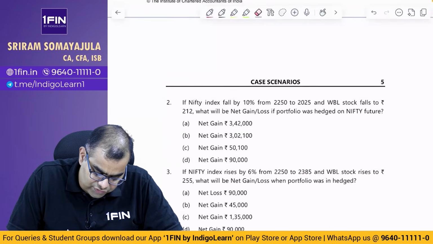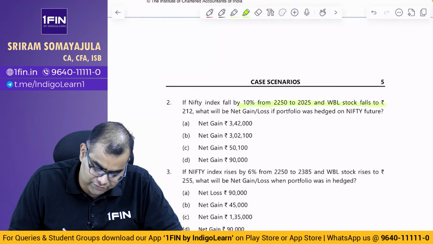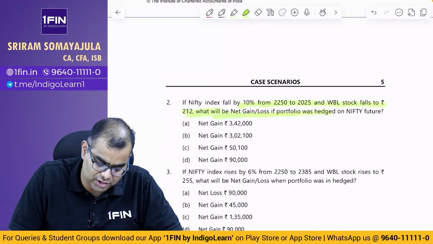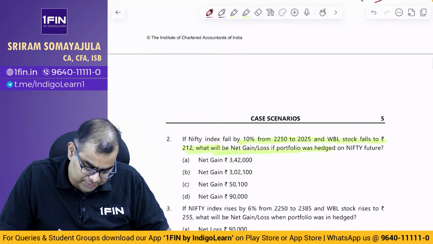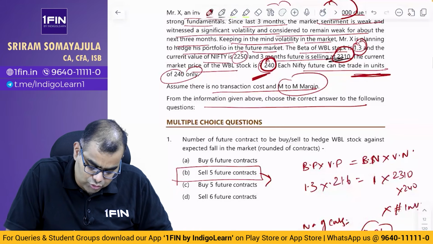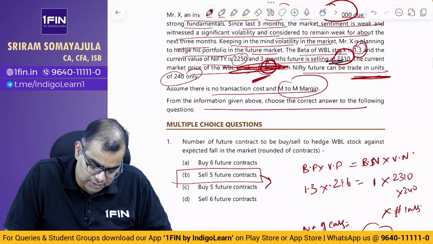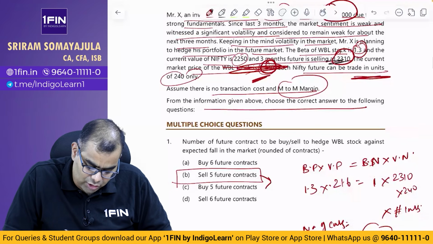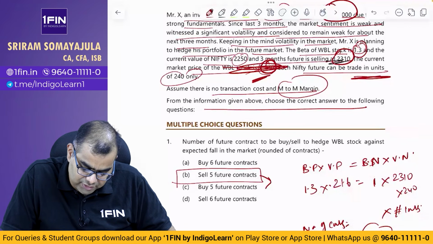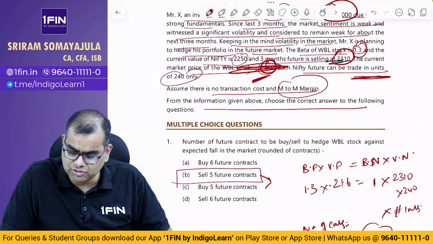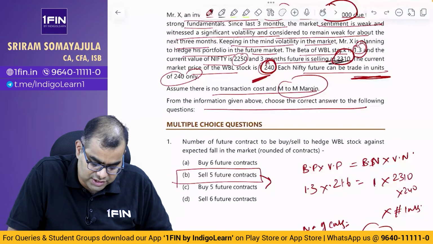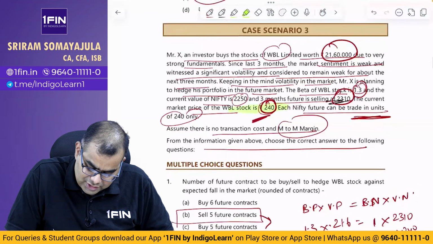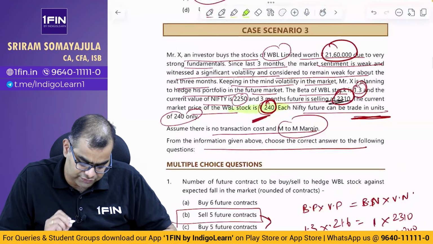If the Nifty index falls by 10% from 2250 to 2025 and WBL falls to 212, what will be the net gain or loss? See, what is the original WBL price? Originally, WBL is 240. And how much did we invest actually? We invested 21.6 lakhs, this investor X. So, 21,60,000 divided by 240. So, they purchased initially 9,000 shares. Okay, long on 9,000 shares and short 5 futures contracts.